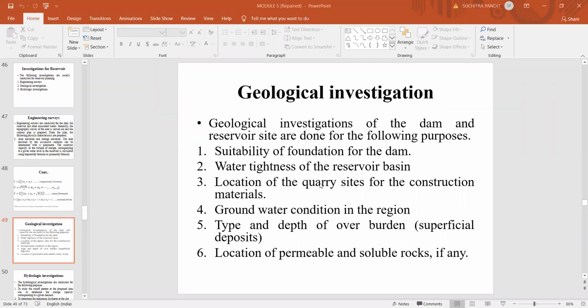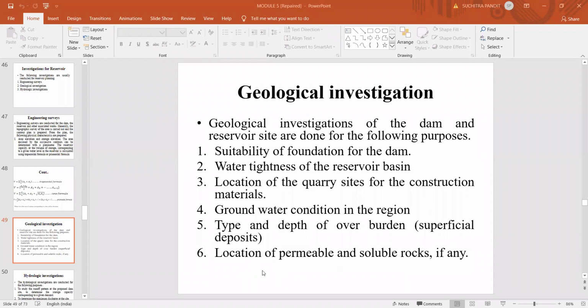So if the quarry sites are very near to the proposed area, then the cost of transportation of the materials will come down, and hence the cost of construction can also be reduced to some extent. Next, the groundwater condition in that particular area, which is also very important. And also the type and depth of overburden. If there is any overburden surrounding that particular area, that information will also be helpful, and also the location of permeable and soluble rocks, if any.